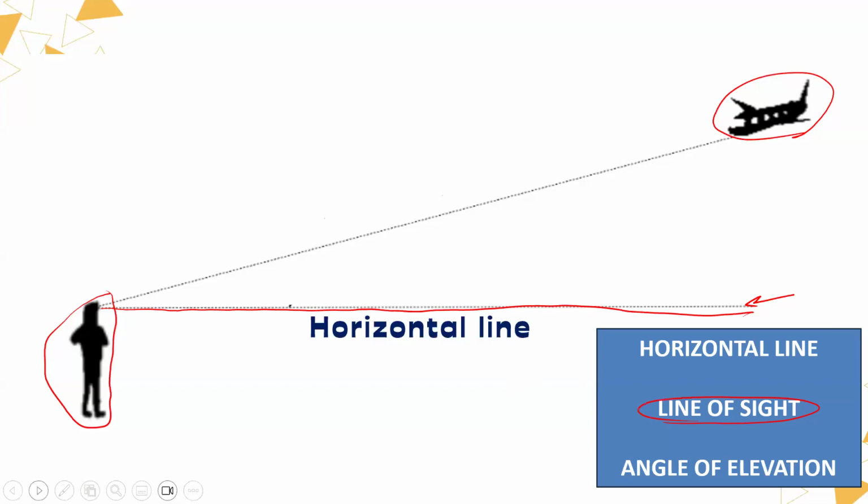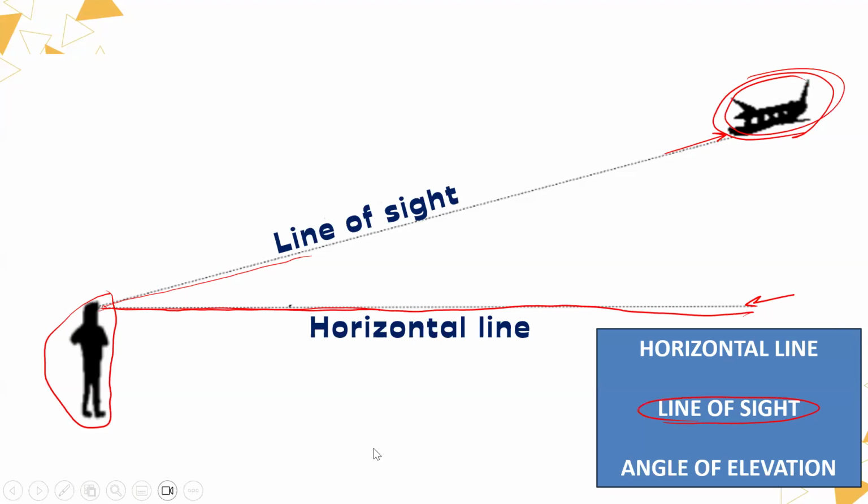And then, that's a horizontal line, and then the line of sight is the line that connects the point of your eyes to the object that you are looking at, which in this case is the airplane. So let's consider the horizontal line, the line that is horizontal with respect to your eyes. And then the line of sight is the line that connects your eyes and the object that you are looking at.